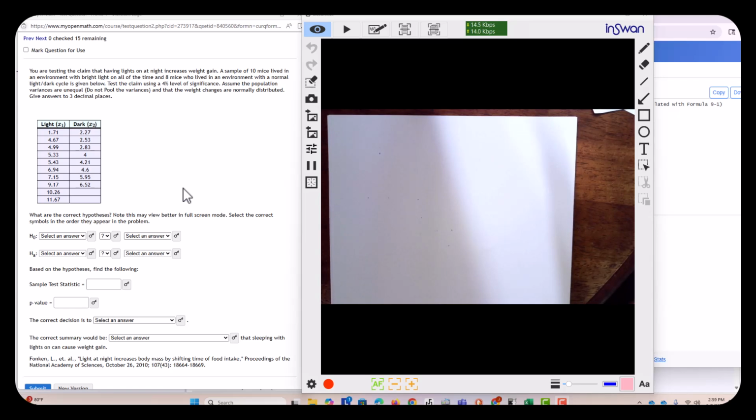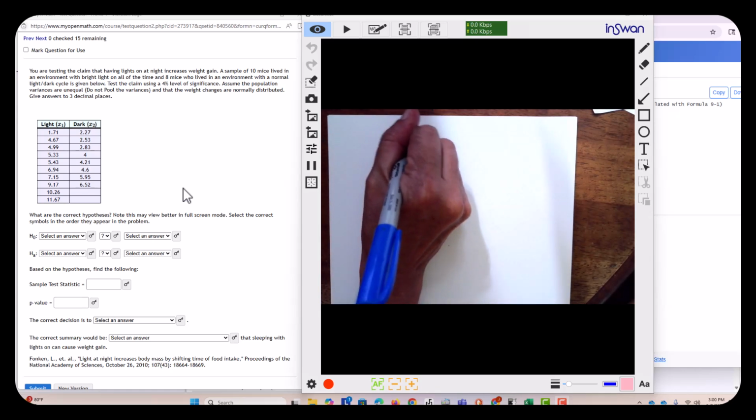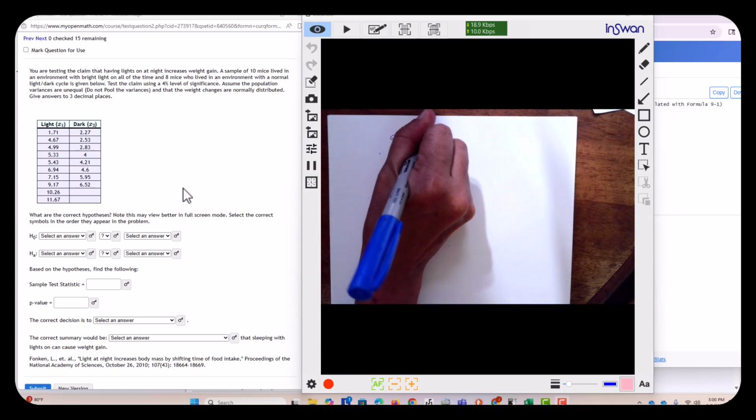So notice that alpha is not equal to 0.01 or 0.05 or 0.1, but they're going to test at a 4%. We still do exactly the same thing that we did before. We're just looking at a different alpha value that we haven't seen, and that's okay.